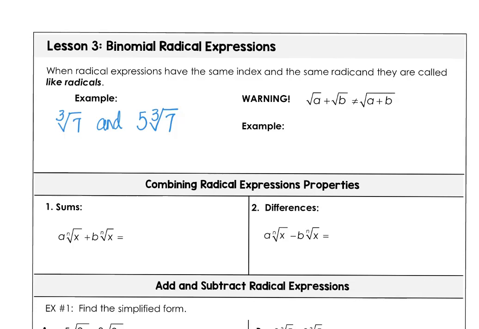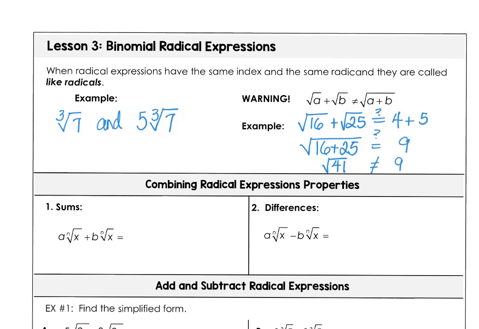But there's a warning here. You've got to be careful not to confuse the square root of 16, for example, added to the square root of 25. You don't want to say that that's 16 plus 25, because 16 plus 25 is the square root of 41. When you simplify the square root of 16, that's 4, and the square root of 25, that's 5. 4 plus 5 is 9, and the square root of 41 is definitely not 9. So don't fall into that trap.